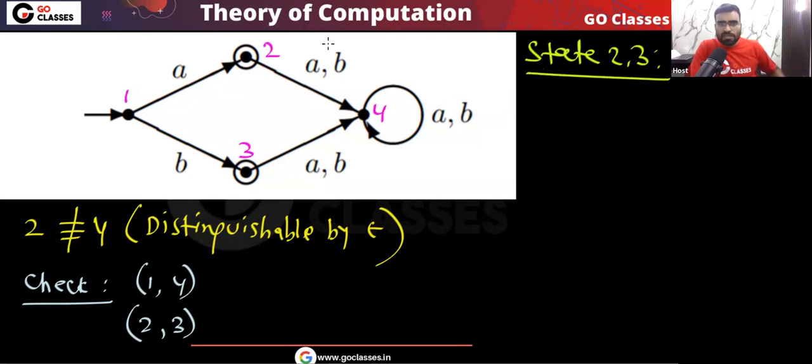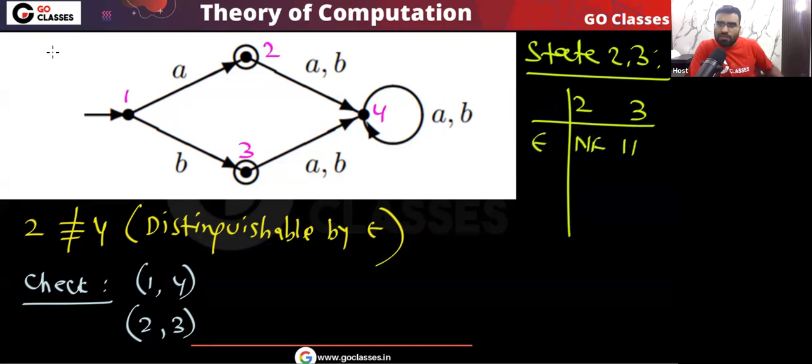States 2 comma 3. On every string you can easily see this is state 2, this is state 3. On the empty string, they will both go to final. Yes or no? On the empty string, both are going to final.